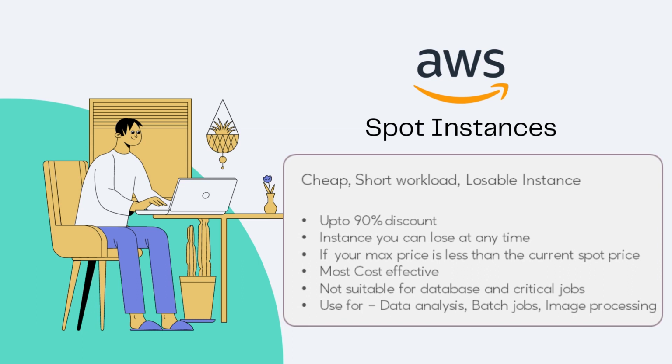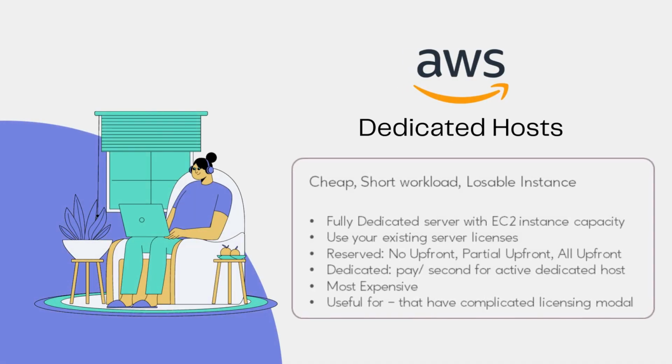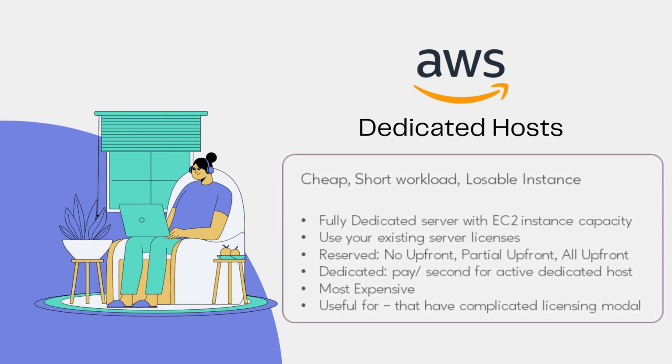There is another EC2 option, which is the dedicated host, which offers a fully dedicated server environment with EC2 instance capacity, providing a cost-effective solution for short workloads that require dedicated resources. With that kind of host, we have the flexibility to use our existing server licenses. AWS also offers two pricing options. The first one is reserved, and the second one is on-demand.